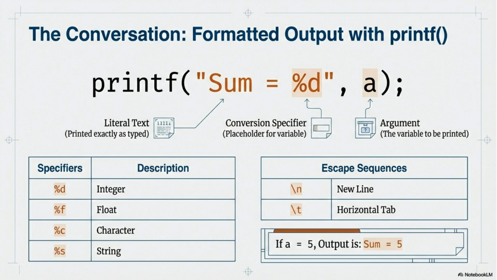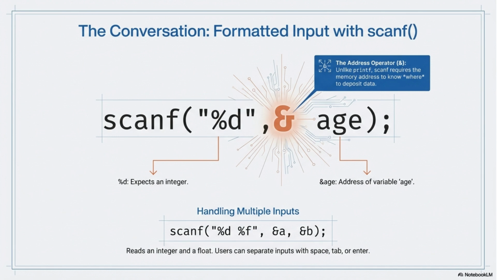To start the conversation, we use printf, for formatted output. This function includes literal text, conversion specifiers acting as placeholders, and arguments, which are the variables to be printed. Escape sequences like \n and \t control formatting. For formatted input, we use scanf.